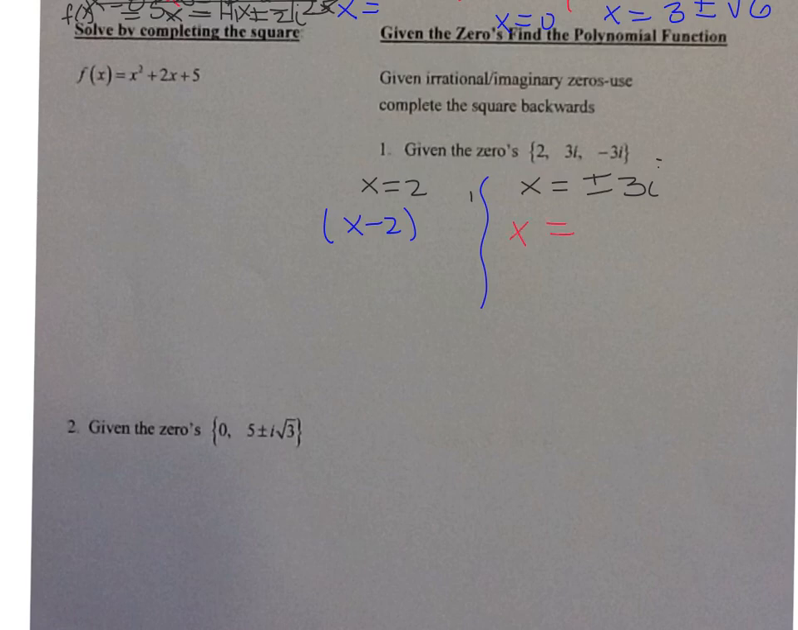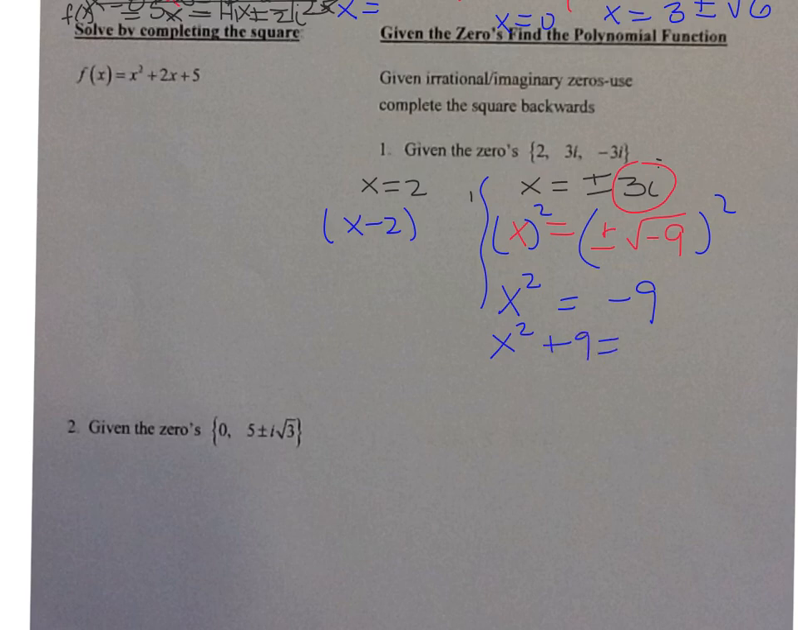So this is x is equal to, so think about where this would have had to come from. The i would have to come from having a negative under the radical, and for the 3, I would have to have a 9 under the radical. So I get a plus minus 3i there. So now I'm going to square both sides to get rid of the radical. So I have x squared is equal to negative 9. Add 9, I get x squared plus 9 equals 0.